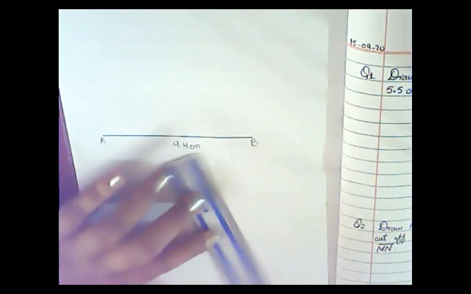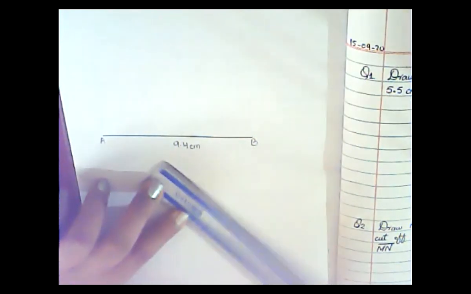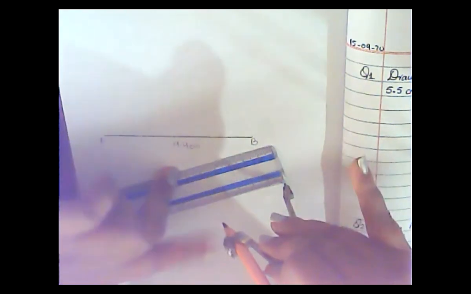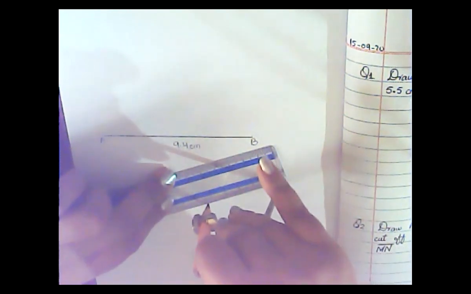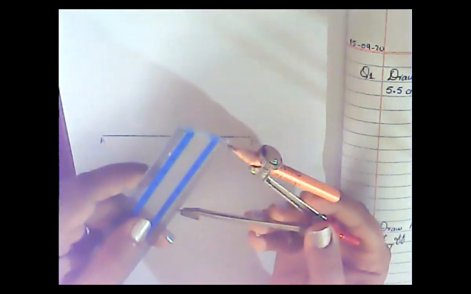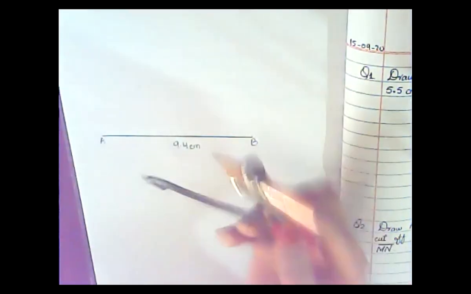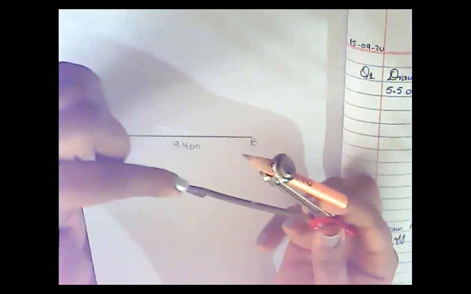I'm going to place the fixed end, the pointed end of the compass, on the 0 centimeter. This is my 0 centimeter. I'm going to place it here and then open this side. This will be the fixed end, and I'm going to open this side till 5.5 centimeters. So here is 5.5. Now as you can see, this is approximately 5.5 centimeter. The total distance from this to this is 5.5 centimeter.